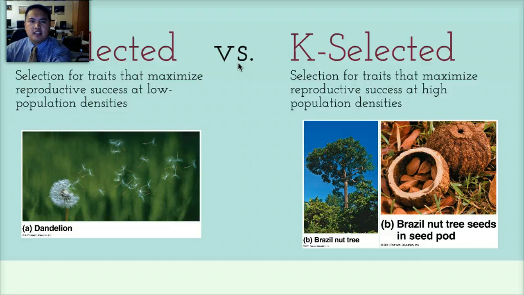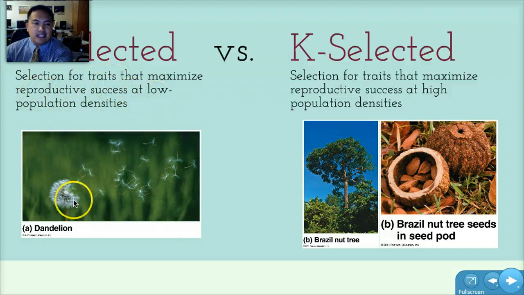Another way to talk about this is called R-selected and K-selected. This is just another name for the exact same theory we've been talking about. R-selected means they select traits that maximize reproductive success at low population densities. So dandelions, again, bees, ants, roaches, things that reproduce a lot. They call that R-selected, or they get traits that allow them to reproduce very quickly and have a lot of offspring.